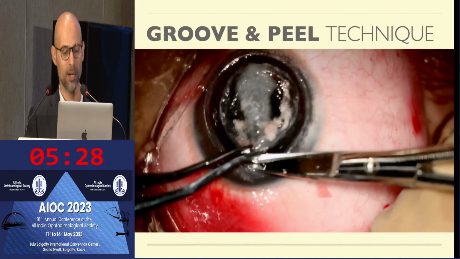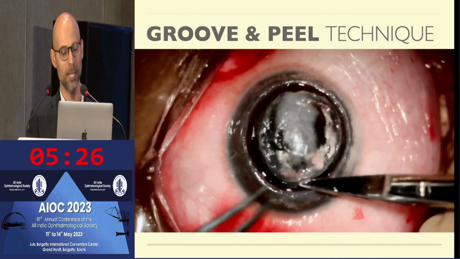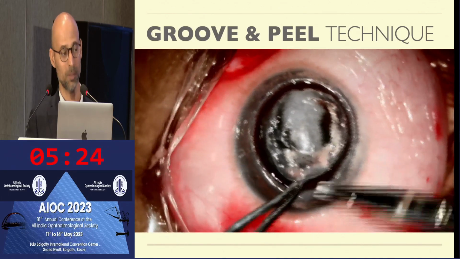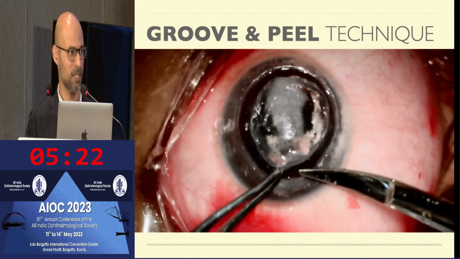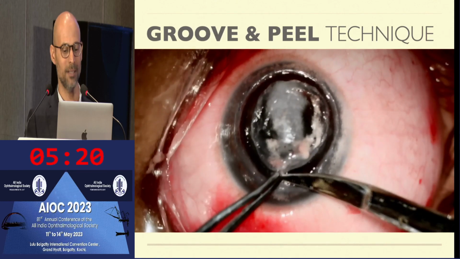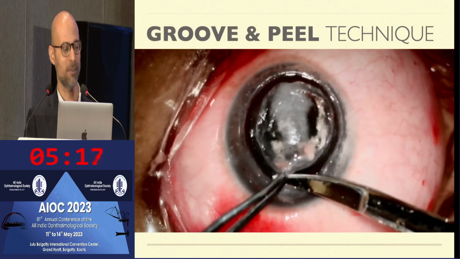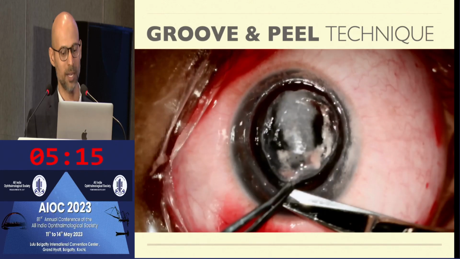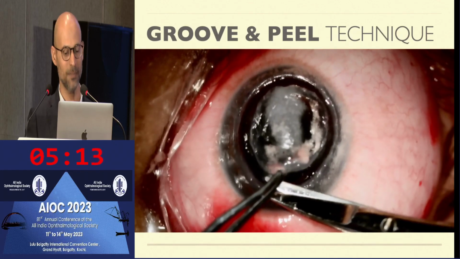So you complete one round and then you spiral into a deeper plane. You may have to do 1 or 2 or sometimes even 3 rounds, and at some point you'll start seeing this shiny Descemet's layer, which is much different from the stroma. So once you've exposed that, expose about 2-3 clock hours of that.